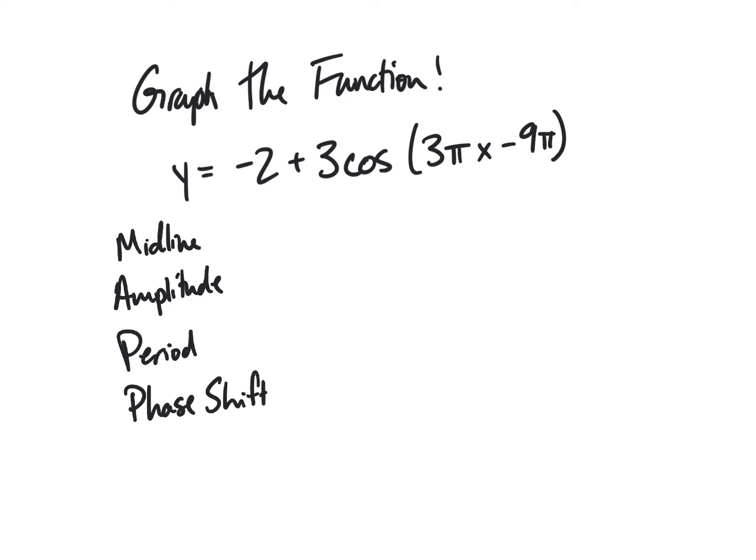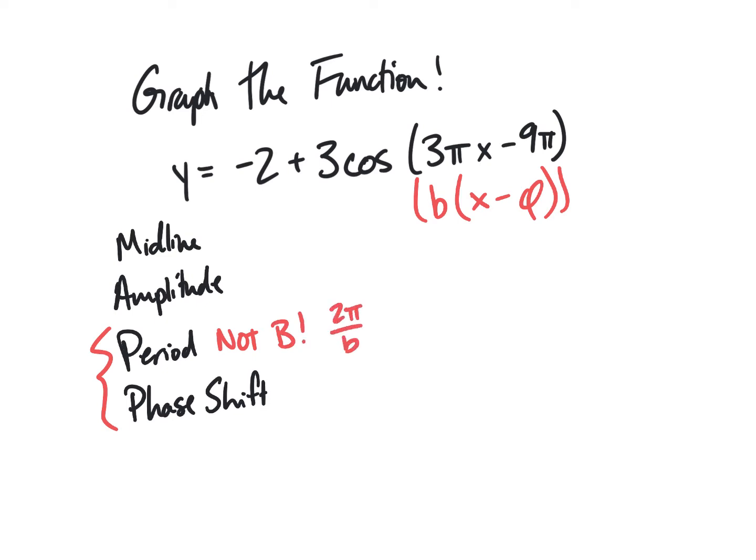To get these two, though, I need to make this part of the function have the form b and then parentheses x minus, and then we use the variable phi for phase shift. So period is not just b, it's actually 2 pi divided by b, and that works for cosine and for sine functions.